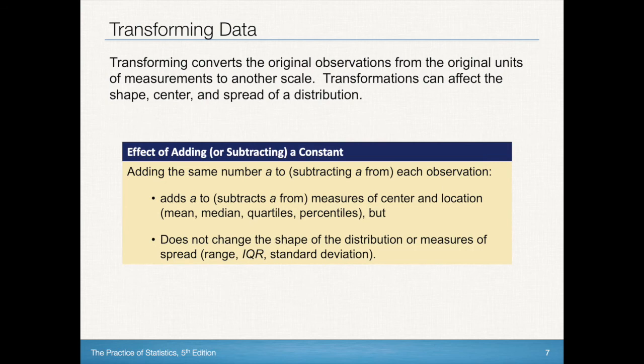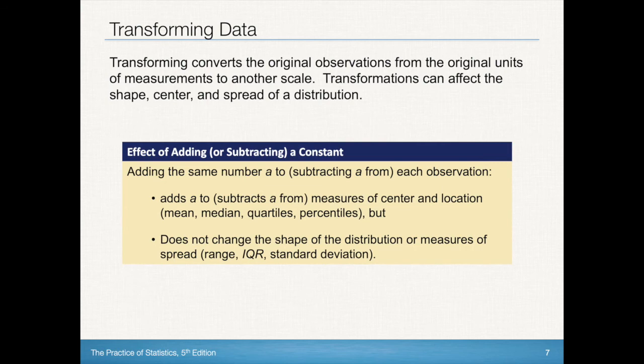And first, we'll talk about this idea of adding a constant. And the basic idea between adding a constant is you are translating the distribution from one point to another. And what that means is your center is certainly going to change and your overall location is going to change, but the rest of the distribution itself will not change, specifically the range, the IQR, and the standard deviation.